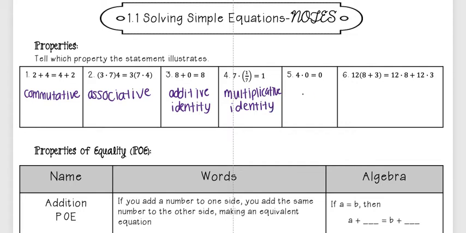This next one, 4 times 0 equals 0, is the zero property. And this last one, where you do 12 times (a plus 3) is equal to 12 times a plus 12 times 3, where you're just doing that, is called the distributive property, which we'll get lots of practice with.